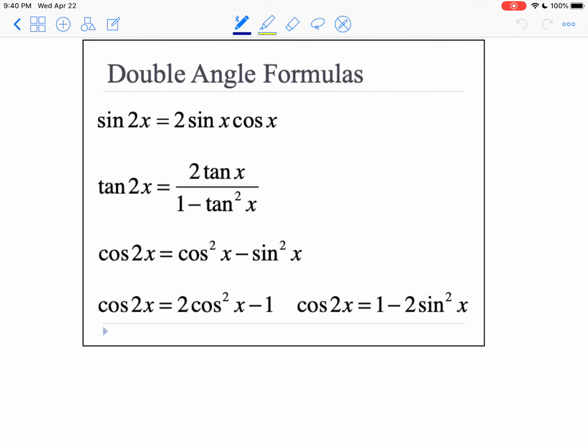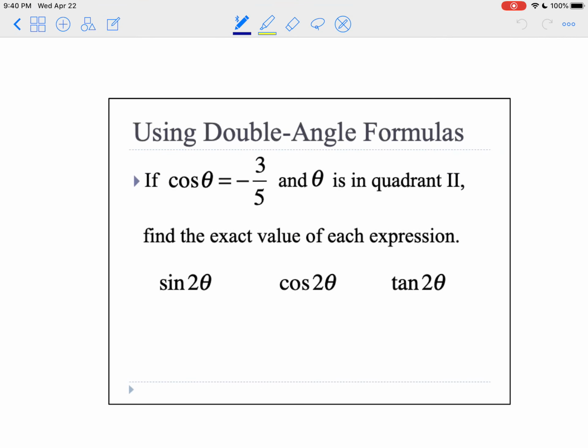So let's go ahead and apply this. We have cosine of theta is -3/5. We know that theta is in the second quadrant, which makes cosine negative. It also makes sine positive. It makes tangent negative. So something to consider here. But if theta is in the second quadrant, then twice theta is either going to be in the third or the fourth quadrant, right? So we have to be careful about the signs that we use.